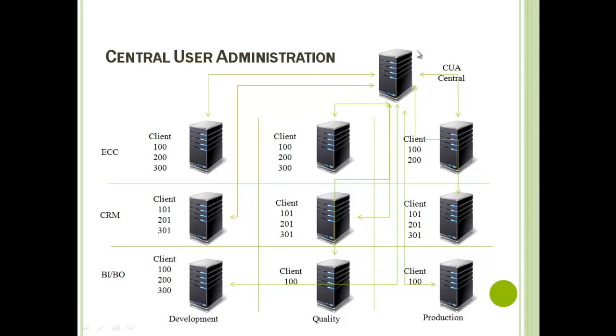That means you have the user master centrally available in CUA, but you can define it here. For example, for the CRM quality system, what role should be assigned in this system, you can define it here. You can centrally assign each system and each client what role it should be assigned and what is the user which should be available on each system. That is the main advantage of central user administration.